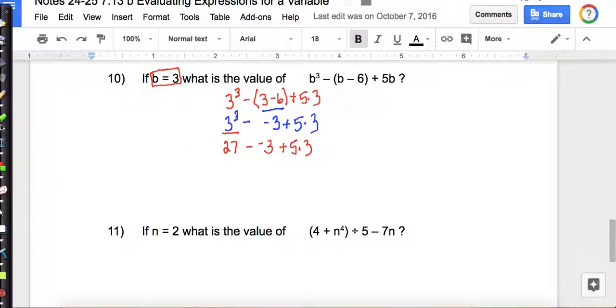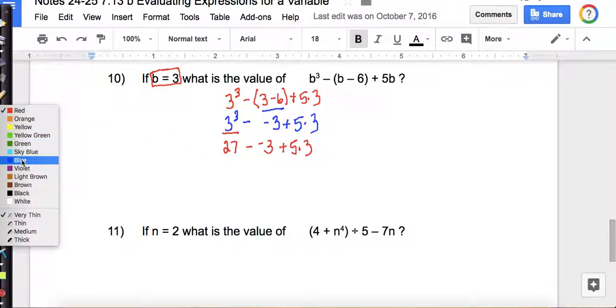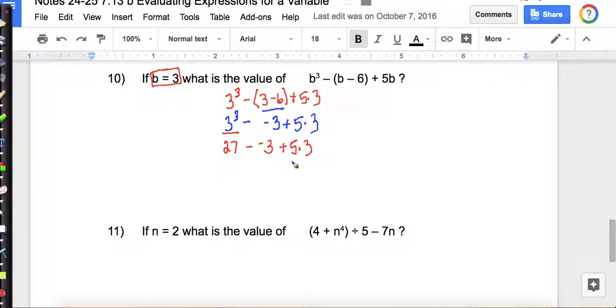Now, because all the exponents are gone, I'm looking for multiplication or division from left to right. And I only see multiplication here at the end. So 5 times 3 is 15. Bring down 27 minus -3 plus 15. Now, I'm going to do subtraction. And if I'm doing this in my head, I'm thinking about KCC. 27 plus 3, which is 30, plus 15. And 30 plus 15 is 45. So write down 45 for our final answer.